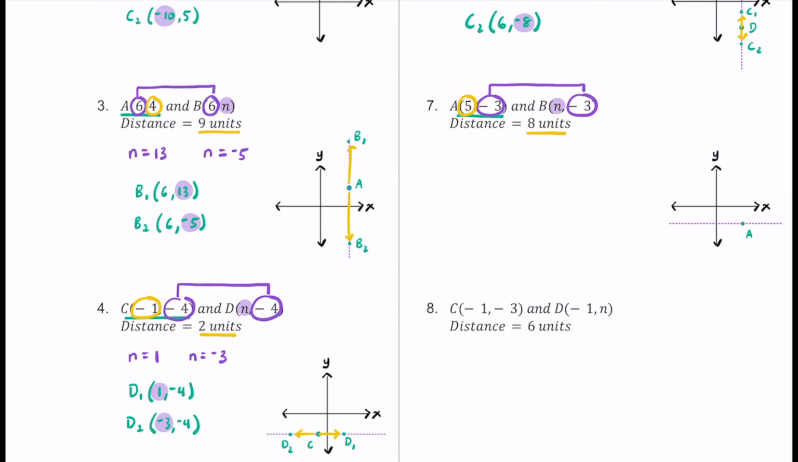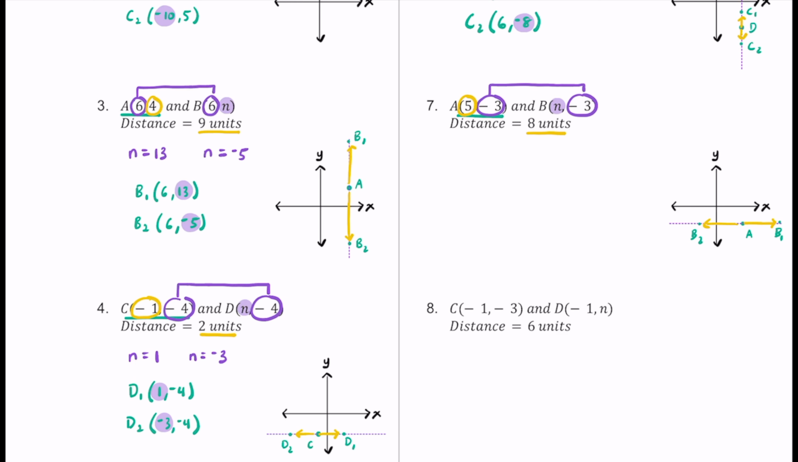So if we move 8 units to the right, we would go this way. And one possible value, this could be where B is, that we could call maybe B1. And we could also move 8 units to the left as well. So if we move 8 units to the left, that would be going this way, and we could plot a point. That would be another possibility for B. We'll call that one B2.